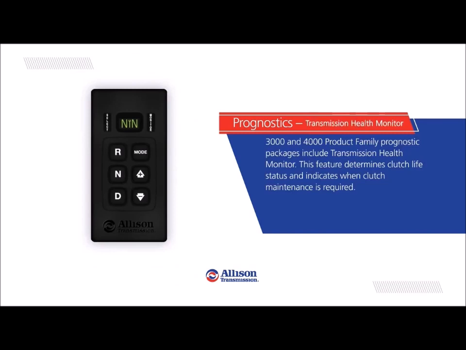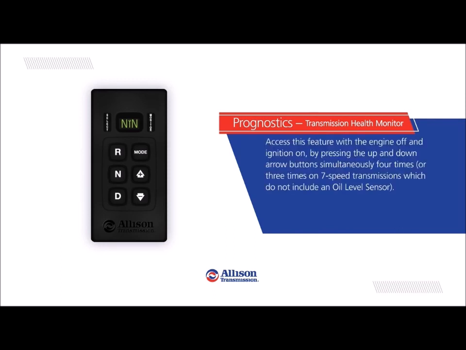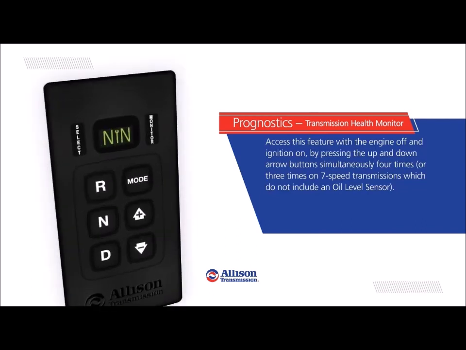Transmission Health Monitor. 3000 and 4000 product family prognostic packages include Transmission Health Monitor. This feature determines clutch life status and indicates when clutch maintenance is required. Access this feature with the engine off and ignition on by pressing the up and down arrow buttons simultaneously 4 times, or 3 times on 7-speed transmissions which do not include an oil level sensor.